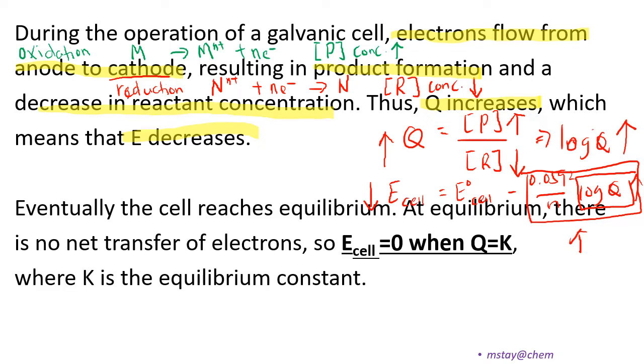Next we look at this part. When the cell potential is decreasing, it will reach equilibrium at one moment. At equilibrium, there is no transfer of electrons. Since no electrons are moving, the E cell will equal 0. At the same time, because equilibrium has been achieved, the reaction quotient will be replaced by the symbol K, which represents the equilibrium constant.